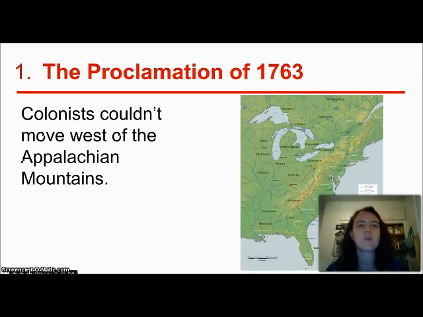The first one was the Proclamation of 1763. The colonists were not allowed to move west of the Appalachian Mountains. Now, some of them had already gone over there anyway. They had to move back. If they wanted to move over, that law prevented them from doing so. And remember that the Proclamation of 1763 was the first time that Great Britain had really restricted their movement in the colonies and really told them, no, you can't do this.